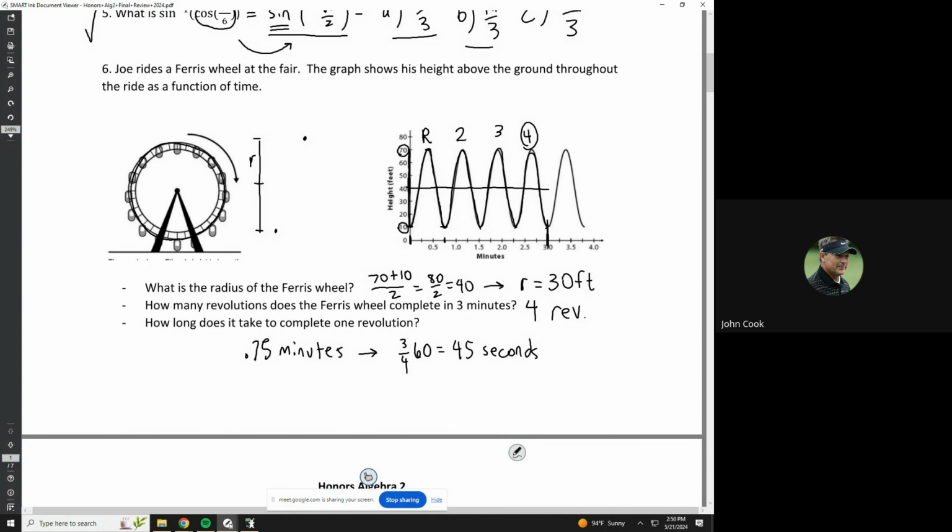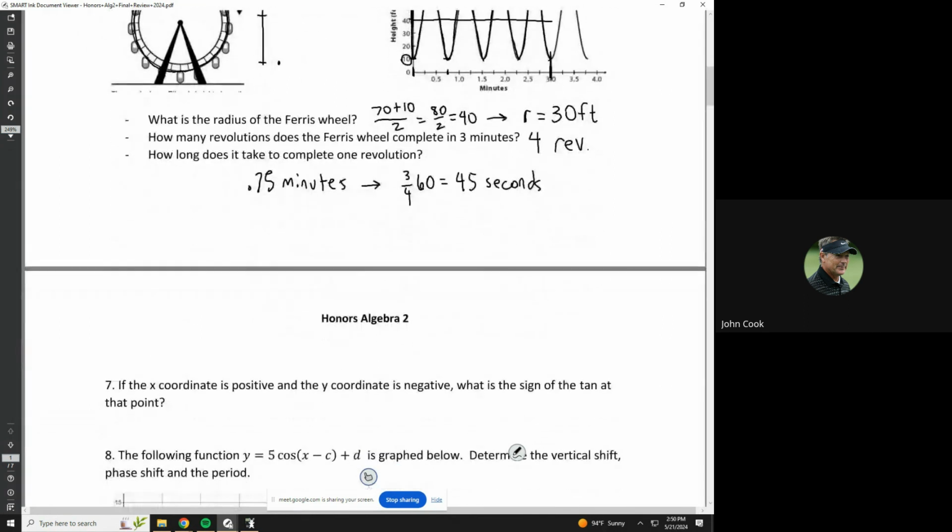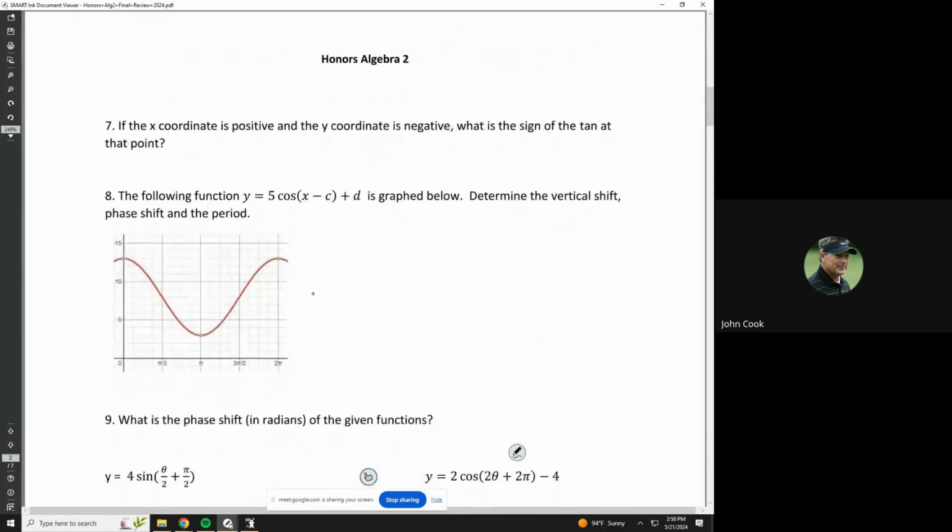Okay, that's the end of the first page. I think I'll stop there. Yeah, I'll just do one page at a time.